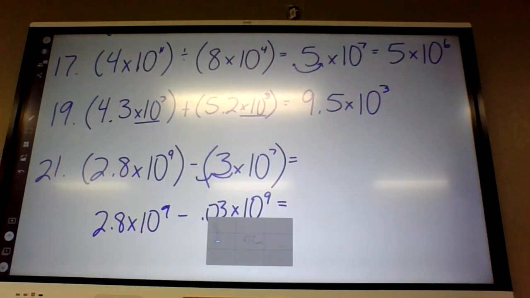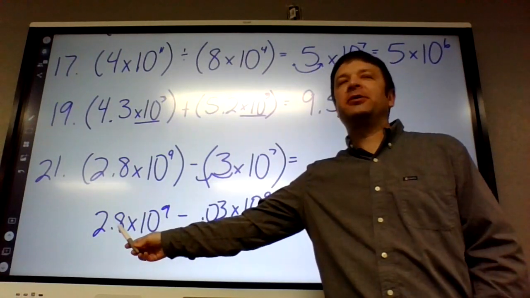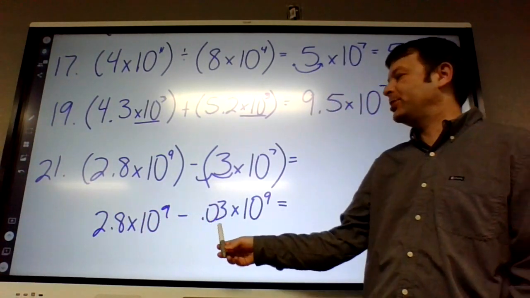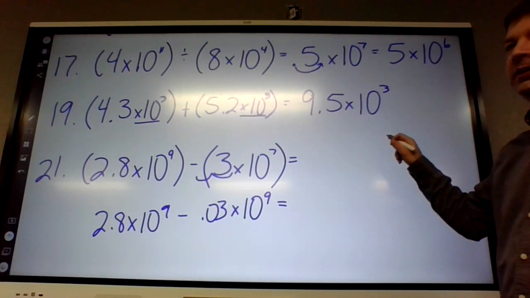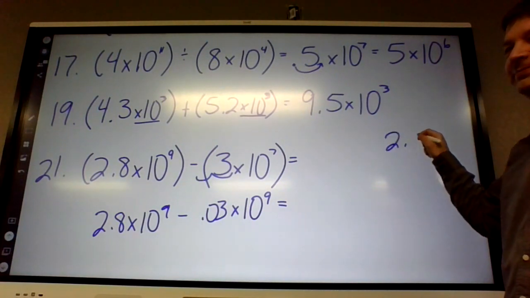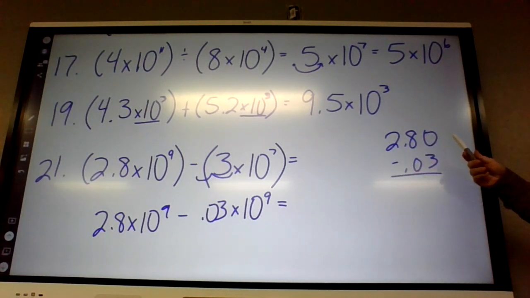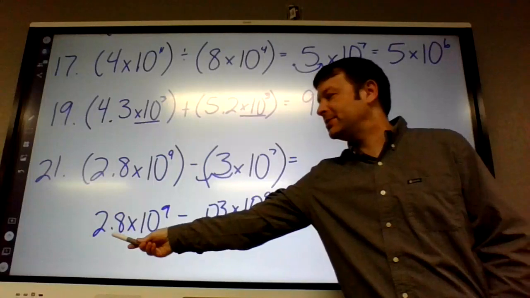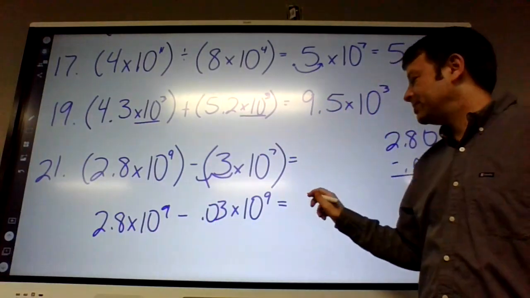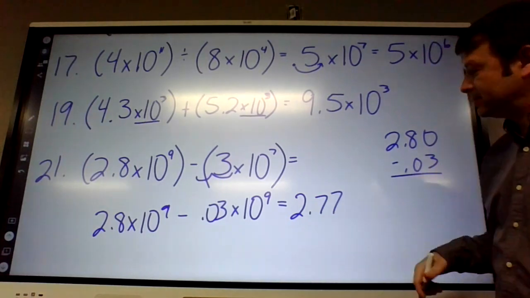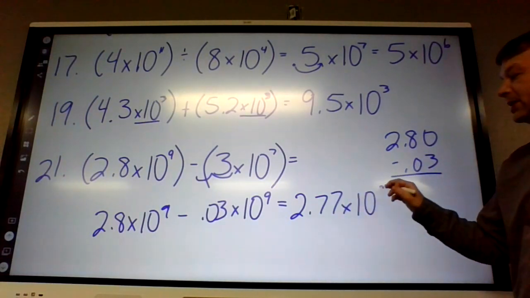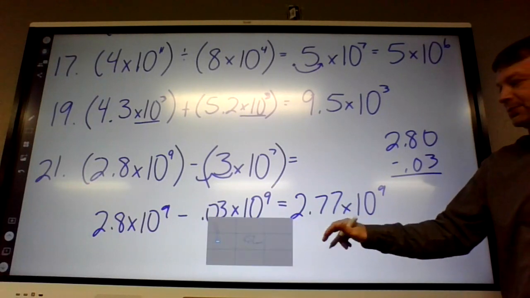If you want to give up on this one, you can plug it in your calculator and then change it to scientific notation. But I don't know if you guys can do this without a calculator. What's 2.8 minus 0.03? 2.77. Did you do that without a calculator? Not me. You think I'm that smart? Remember how this works? 2.8 is 2.80, minus 0.03. So it's kind of like $2.80 minus 3 cents. $2.77. And then the exponent stays the same. Is this in scientific notation? Yes.